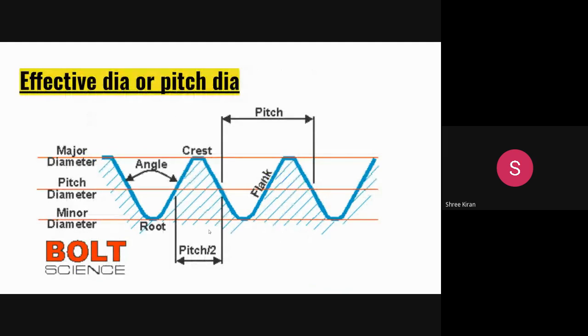Then this is the effective dia or pitch dia. It is different from the major dia and minor dia. The pitch diameter depends on the pitch, crest, angle and flank. All these have to be taken into account when considering the effective dia or pitch dia. These are the factors.